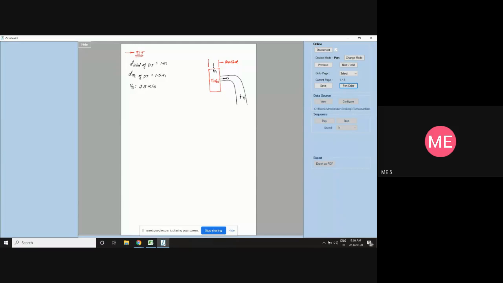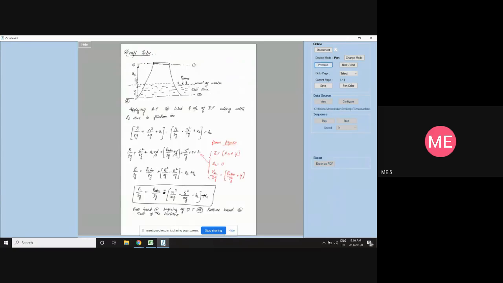The total length of the draft tube. You go back to the previous figure so that you can see what length of the draft tube I have taken. This is section 1 and section 2. For the length of the draft tube I have taken not L but HS plus Y, because as per the derivation, we will use HS plus Y.